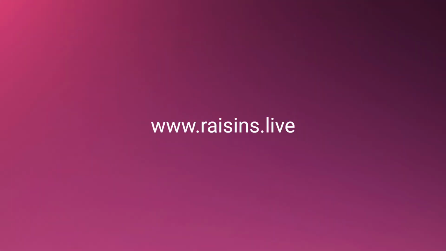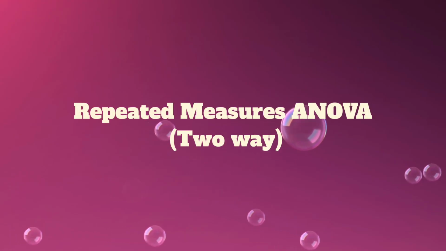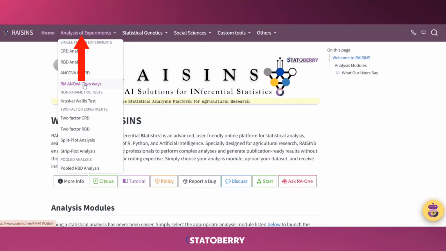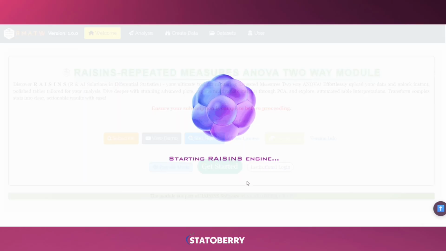Welcome to Raisins.live, your all-in-one platform for experimental data analysis. To get started, click the Analysis of Experiment tab and choose RM ANOVA 2A.